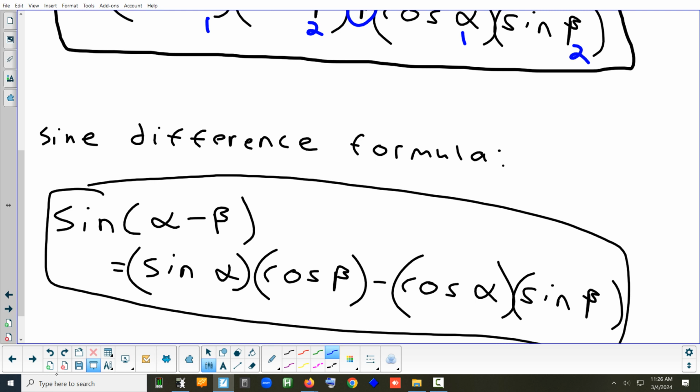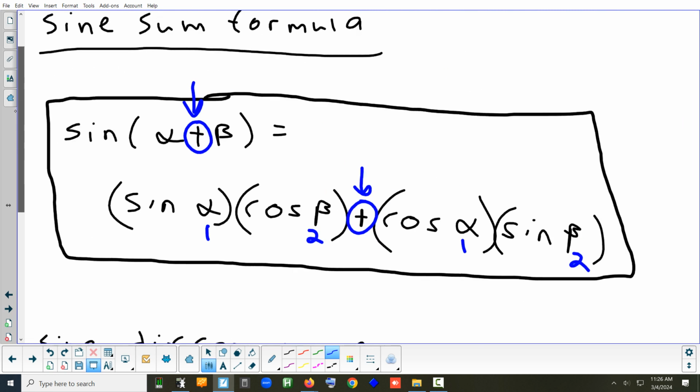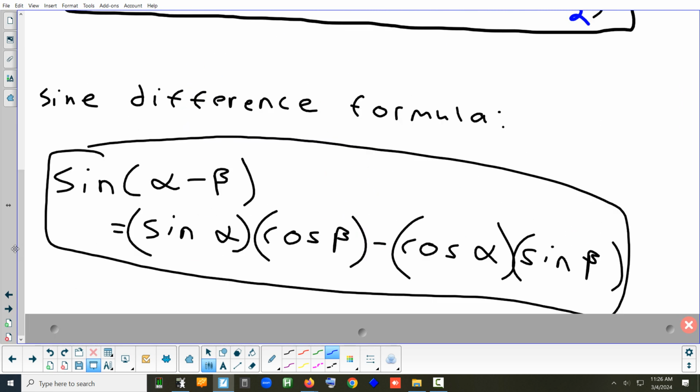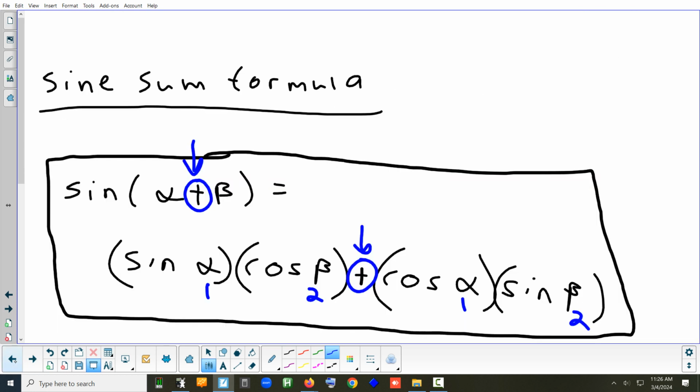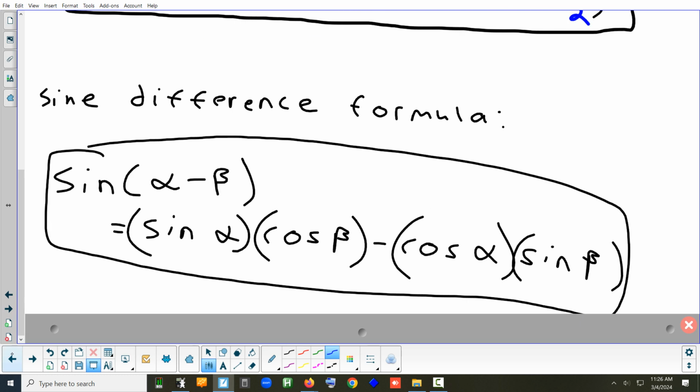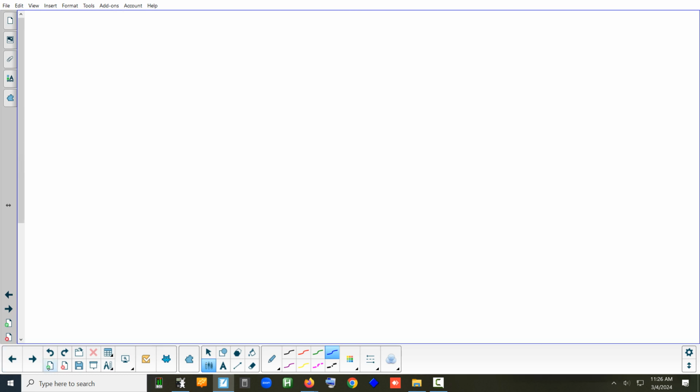Okay, does everybody have sine, sum, and difference? All right, let's try. I think I got an example. No? All right, I'll make one up. Let's do the sine of... Let's do one that is in another quadrant. Let's do the 105.